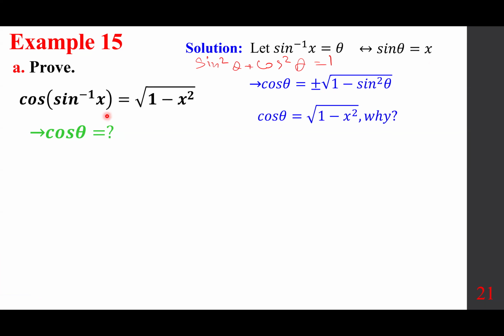And that is the proof. We are looking for cosine theta. The reason has to do with the restriction we put on the inverse functions.